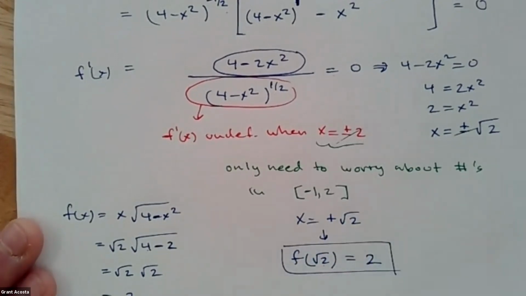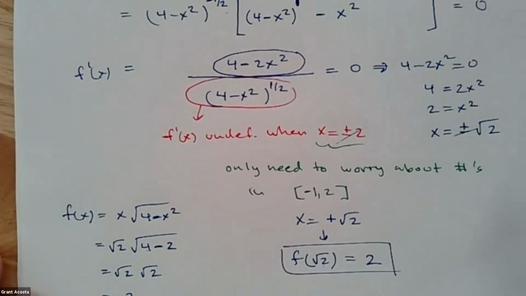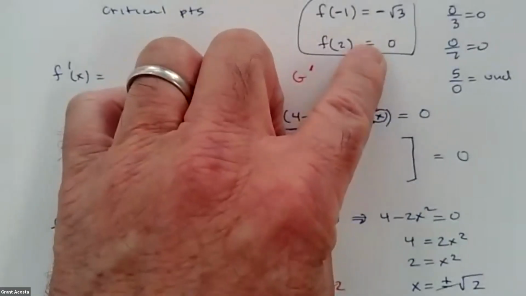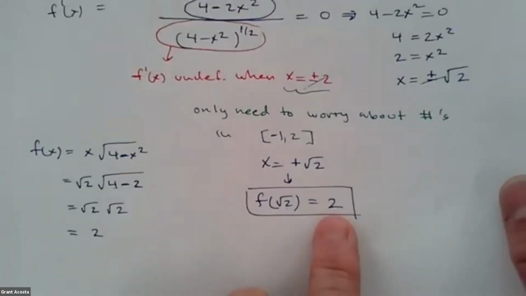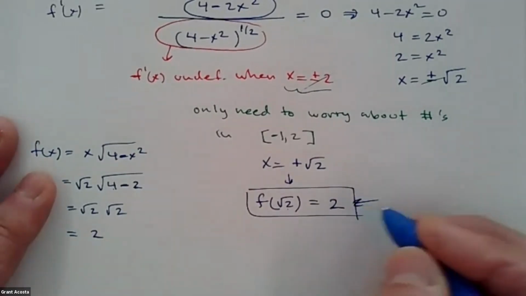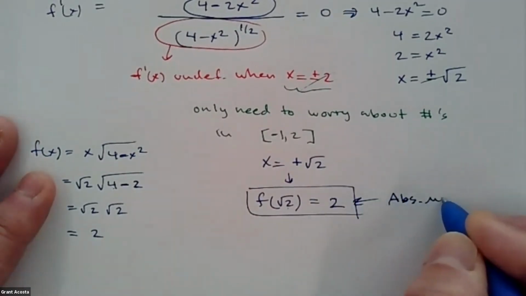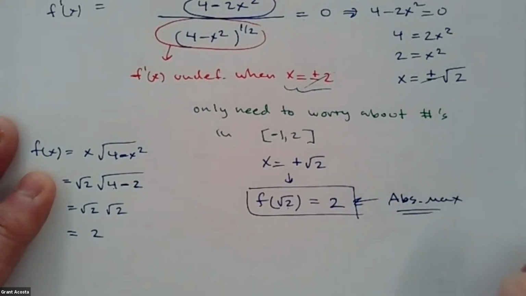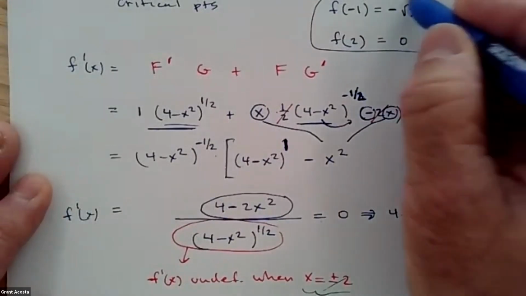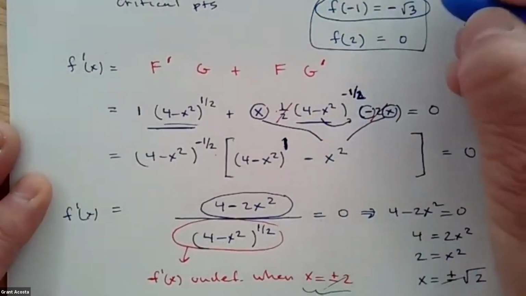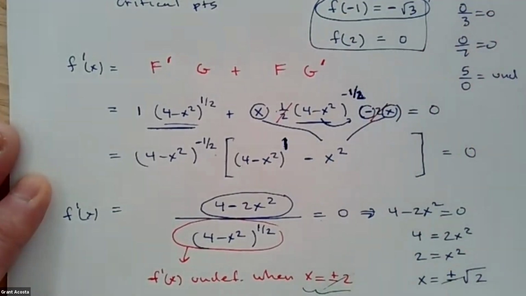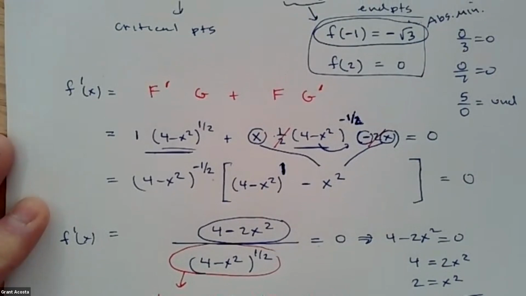So these are my candidates. Unfortunately, I won't be able to fit them on the same screen. Remember, my two endpoints were -√3 and 0 were my y values. And then this is my critical number. So 2 is obviously the biggest number, so this is my absolute max. And I have the -√3 and the 0. So this right here would become my absolute min. Move that up.